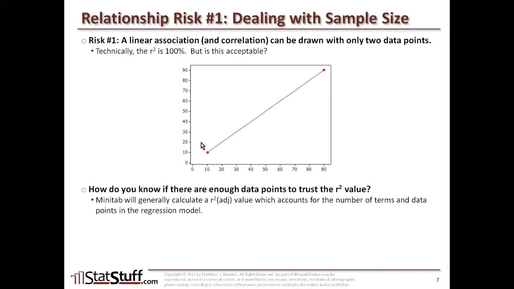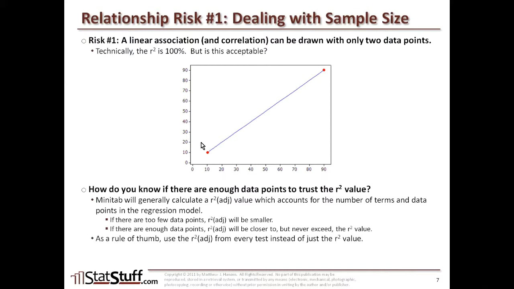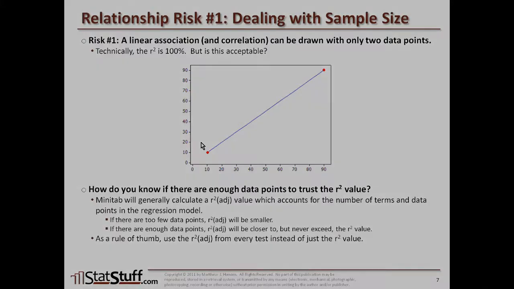But the more data points you add to this, the closer your R squared adjusted will get to the R squared value. So if there are too few data points, your R squared adjusted will generally be smaller, and if there are enough data points, the R squared adjusted will be closer to, but it'll never exceed, the R squared value. So as a rule of thumb, just use the R squared adjusted for every test that you're using, especially if you have that available like with Minitab, and that way you can be sure that you've accounted for enough data points in the analysis that you're running.